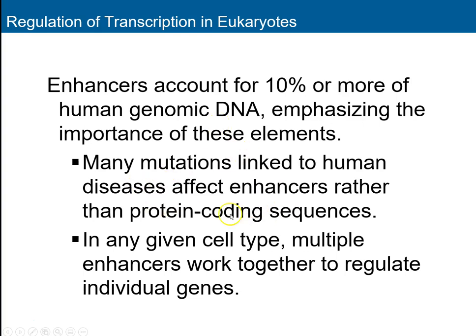If you have mutations in the enhancers, they will not affect the protein coding sequence, but they're going to affect the activity of that protein essentially, right? And how much is made. And so if you don't make enough of a certain enzyme, or you don't make enough of a certain peptide hormone, that's a problem, right? All right, and so it says in any given cell too that there are multiple enhancers that will work together to regulate individual genes. So it is very complex.